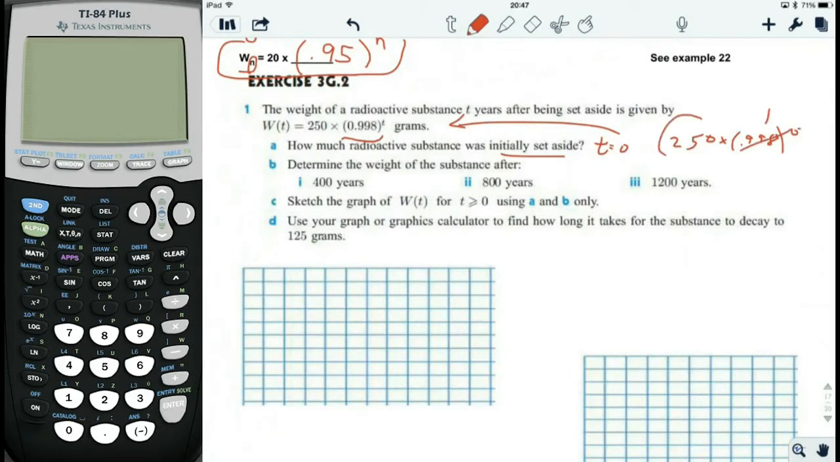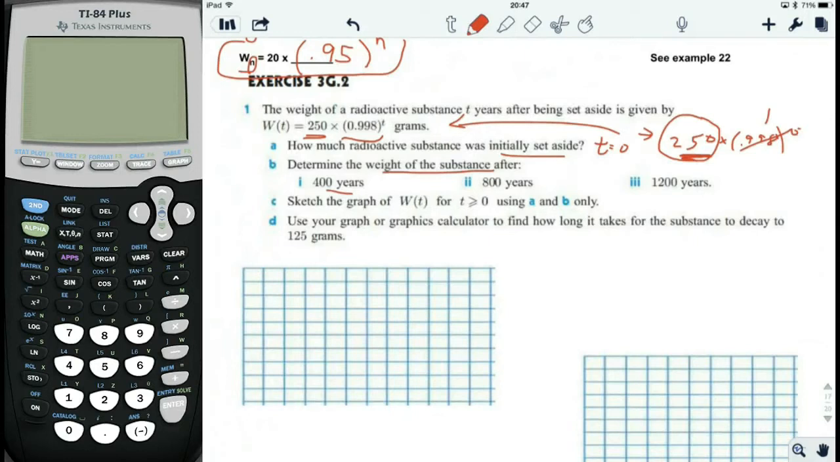So the initial amount of the radioactive substance is just the initial constant that's multiplied times the whole thing. By now you're starting to get that, right? They've asked you that question many times. You've done the investigation. You're coming to realize that whatever number you have multiplied in front of the exponent is going to be the initial value. Determine the weight of the substance after 400 years.